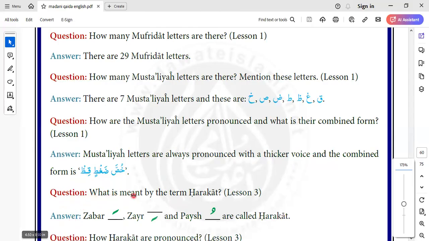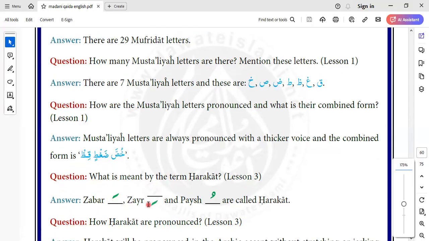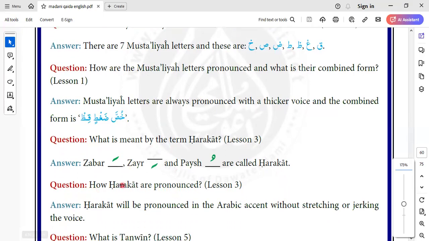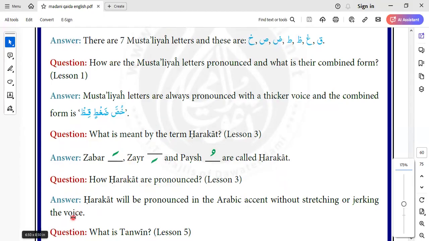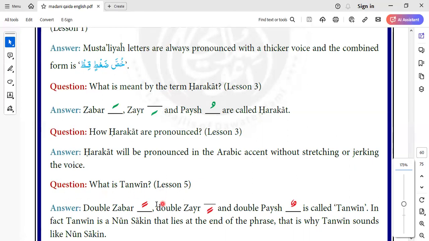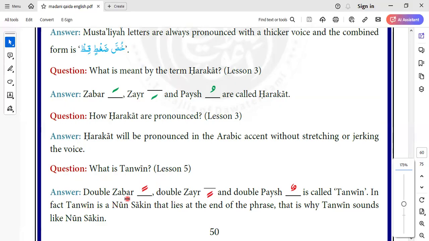Question: what is meant by the term harakat? Answer: zabar, zir, pesh are called harakat. Question: how are harakat pronounced? Answer: harakat will be pronounced in the Arabic accent without stretching or jerking the voice. Question: what is tanween? Answer: double zir, double zabar, double pesh is called tanween. In fact, tanween is a noon sakin that lies at the end of the phrase. That is why tanween sounds like noon sakin.